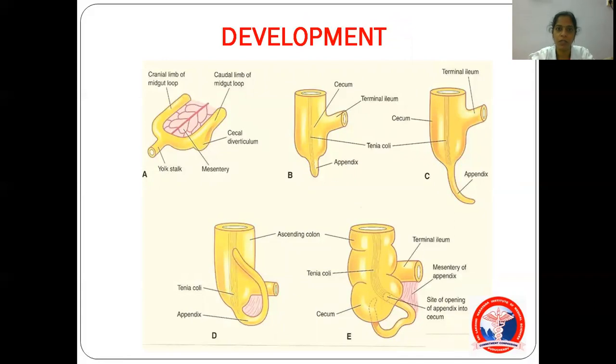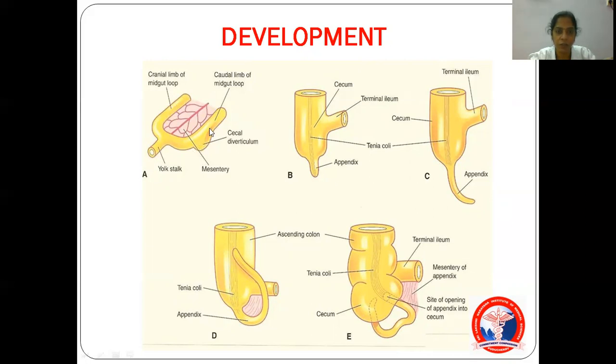Now coming to the development of the appendix. Where does it develop? We already discussed the midgut embryology. Let's just refresh. Here you see the midgut. This is the cranial part of the midgut, and this is the caudal part of the midgut. From here, you can see the attachment of the yolk sac.